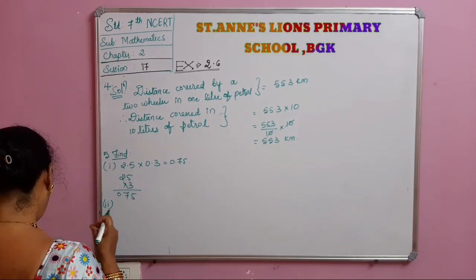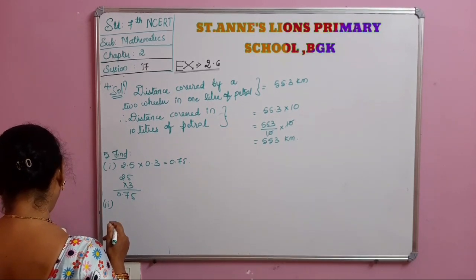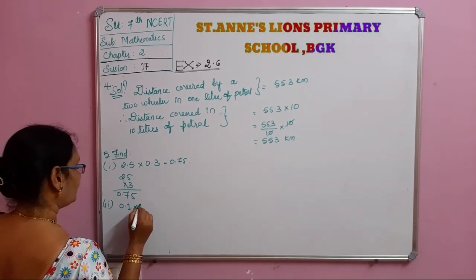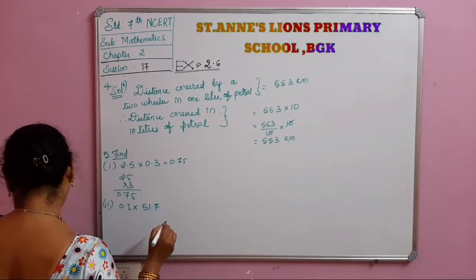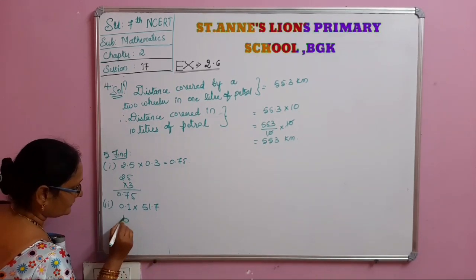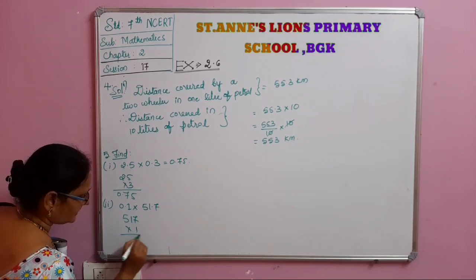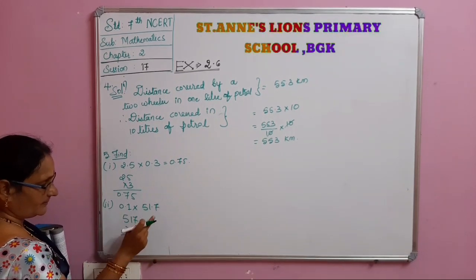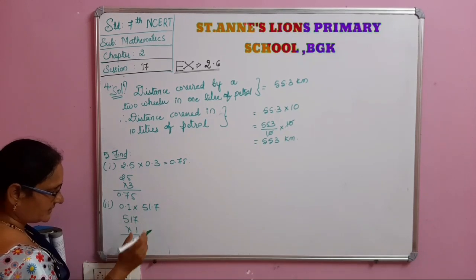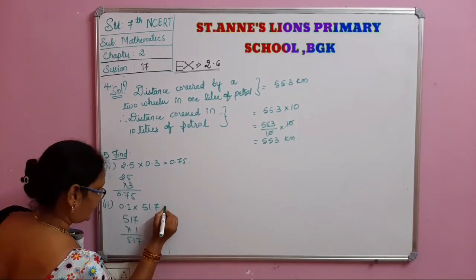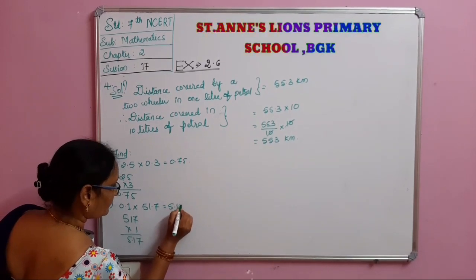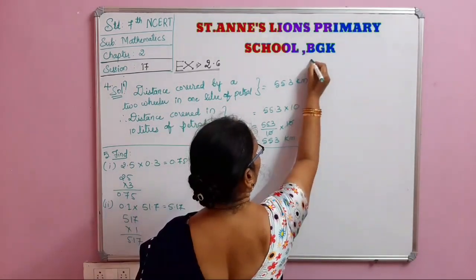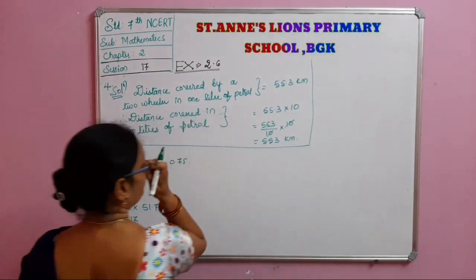Next, second one, 0.1 into 51.7. Okay. Now see, 517 into 1 is nothing but 517. 517 ones are 517. After how many places? Here 1, here 1. 1 plus 1 is 2. After 2 places, the answer is 5.17. So, this is the fourth one.